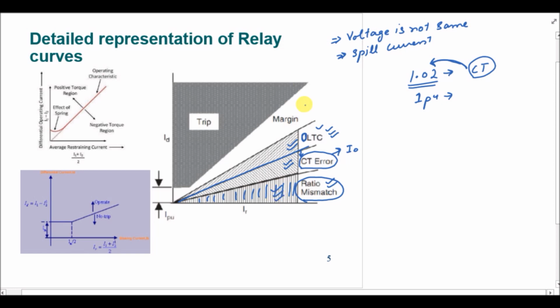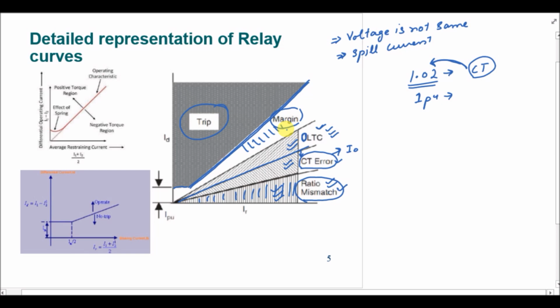And after that we also consider the safety margin, in case the CT error is greater than what we expected, the ratio mismatch is greater than what we calculated, and the actual current flowing in the system when the OLTC is operating is different from the simulation that we had. So a safety margin is kept for that. This line is defining the trip and restraint region. This is the trip region and this is the restraint region.